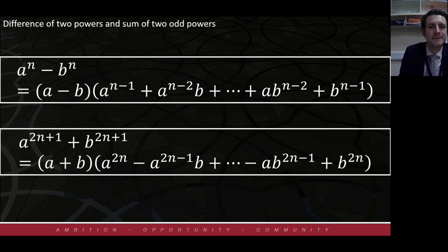Okay, so we've got this fact for the difference of 2 powers. We've got a very related fact for the sum of 2 powers, but this is only going to work in the case where the power is odd. And that's why I've written it in this form, 2n plus 1. So the sum of odd powers of a and b can be factorised out like this. Okay.